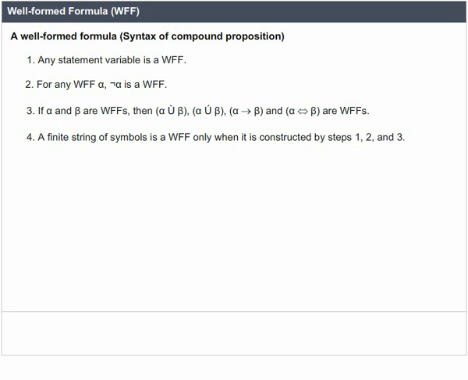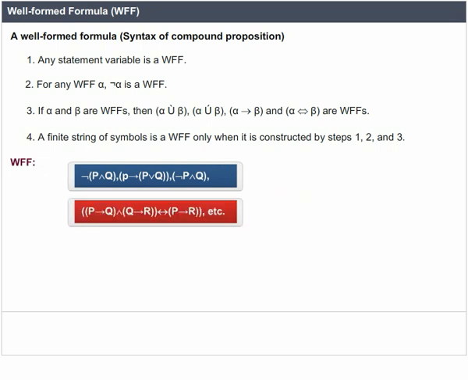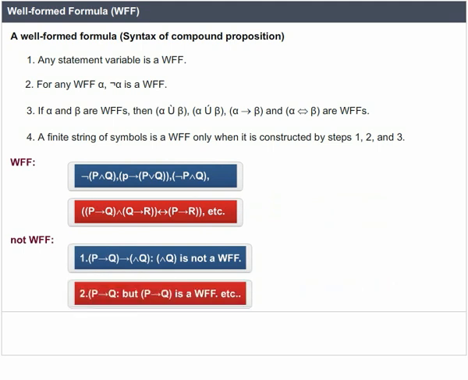WFF examples: negation of P and Q, P implies P or Q, negation of P and Q, P implies Q and Q implies R if and only if P implies R, etc. Not WFF: Number 1, P implies Q implies and Q is not a WFF. Number 2, P implies Q, but (P implies Q) is a WFF, etc.